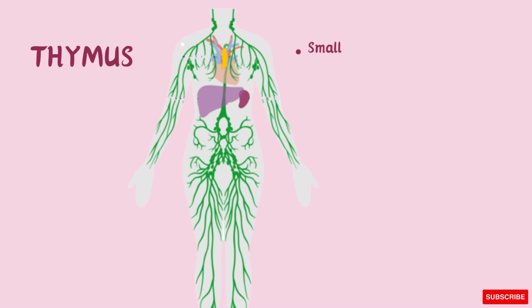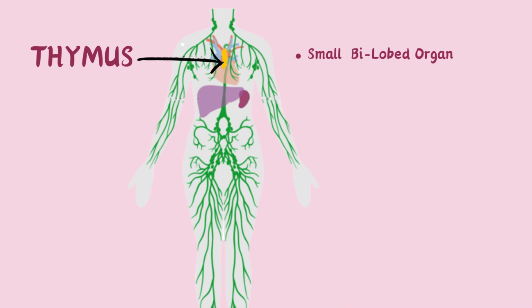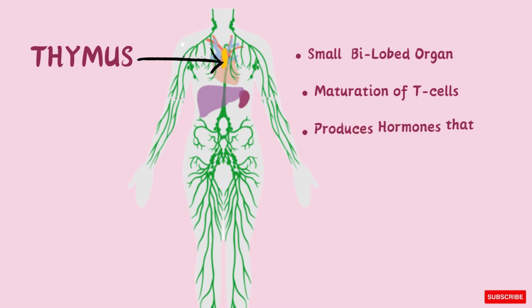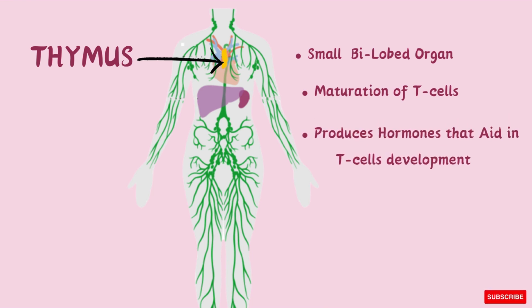Another lymphoid organ is the thymus. The thymus is a small bilobed organ located in the upper chest, just beneath the breastbone, or sternum, and in front of the heart. It's responsible for the maturation of T cells, a type of white blood cell essential for the immune response. The thymus produces hormones that aid in T cell development and is most active in childhood and adolescence.